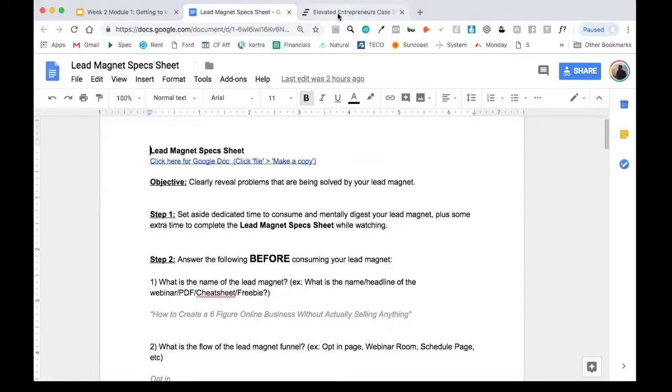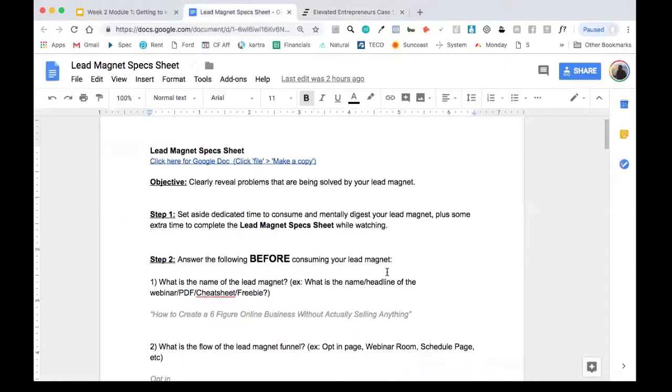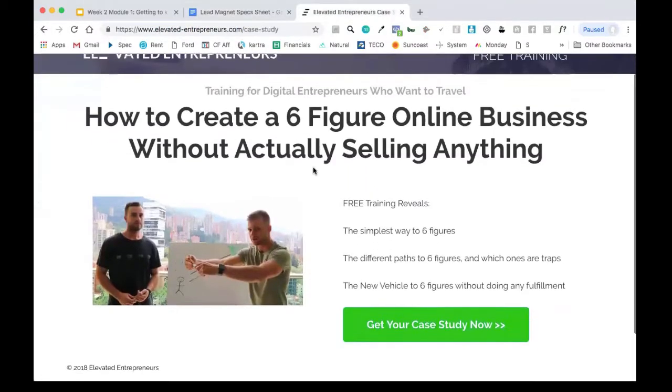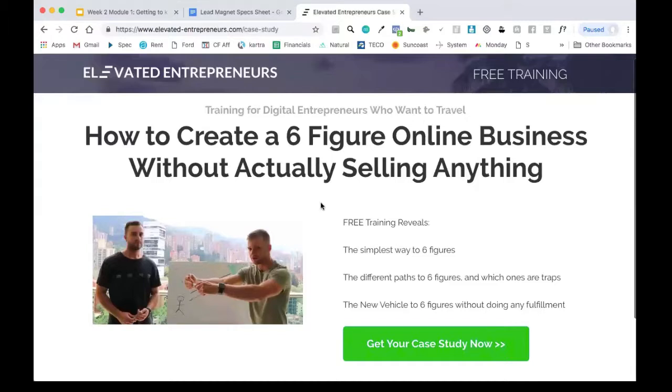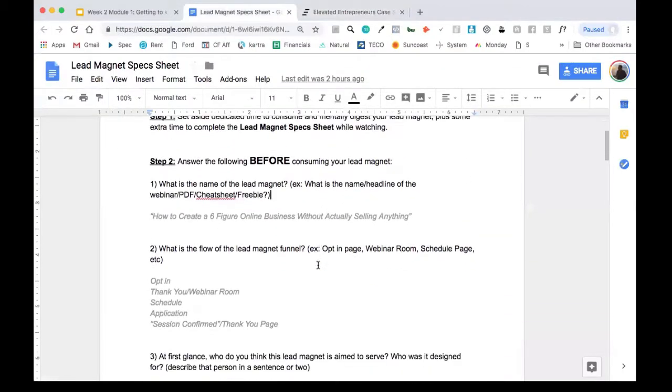Right? So obviously we go here, you're looking at your lead magnet. Most of the time, it's just going to be the name or headline of the PDF, the cheat sheet, the webinar, whatever freebie. It's probably just going to be the name. So that's a good tip right there. For mine, it's how to create a 6-figure online business without actually selling anything. All right, great. So that's the name of the lead magnet.